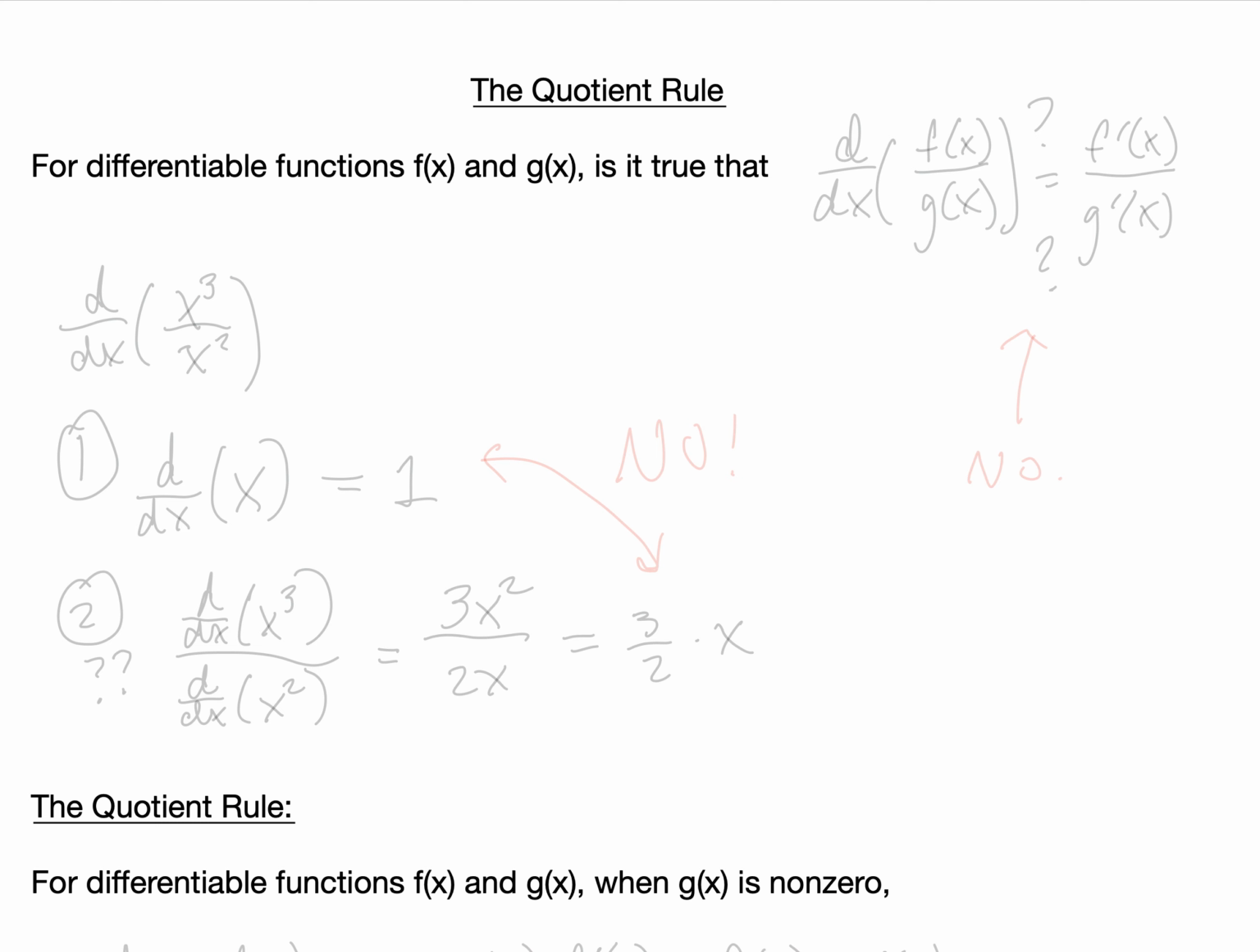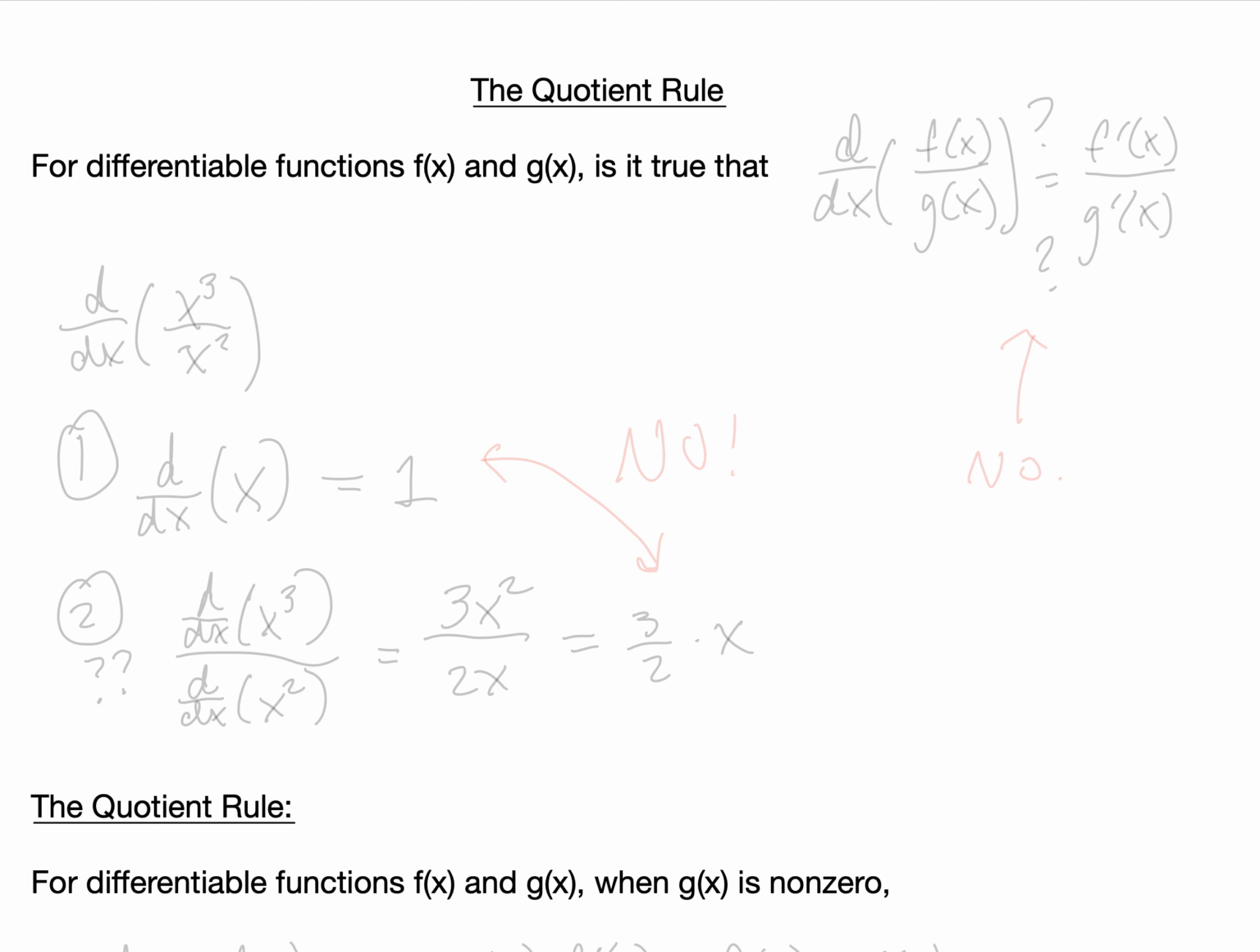This video is on the quotient rule for derivatives. So we've previously seen that the derivative of the sum of two functions is equal to the sum of the derivatives, that we can take those derivatives separately for addition of two functions or subtraction of two functions.